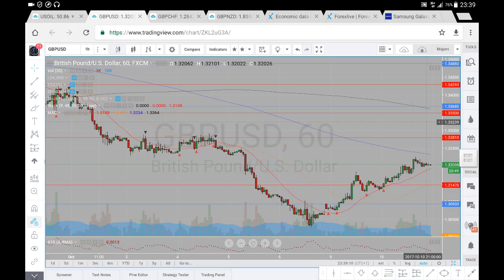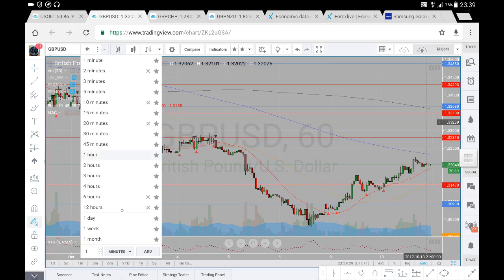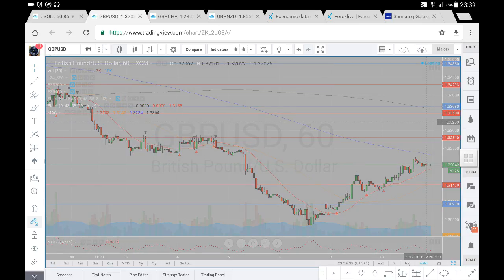So my overall bias on this market will continue to be biased to the long side, with a close eye being kept on this 200-period moving average and 132.81. So if I go out to the higher time frame, just to see where we are on the higher time frames.